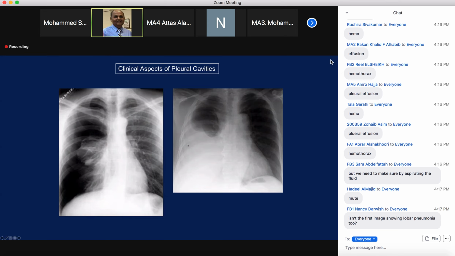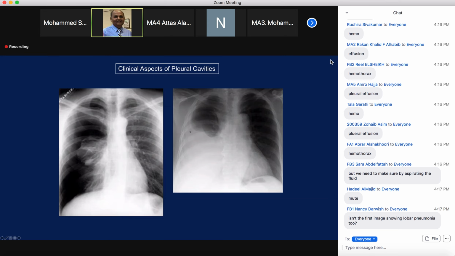Now when we aspirate the fluid, when we take this little fluid out, if it is red in color, we call it hemothorax. If it is whitish in color, we call it chylothorax. If it is pale or clear, transparent in color, we can send it to the lab, and then the lab will tell us whether it is an exudate or a transudate.